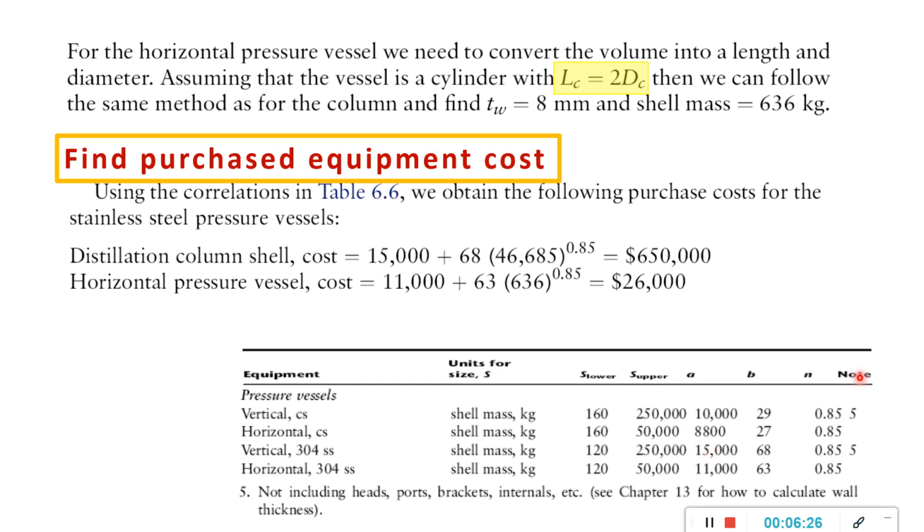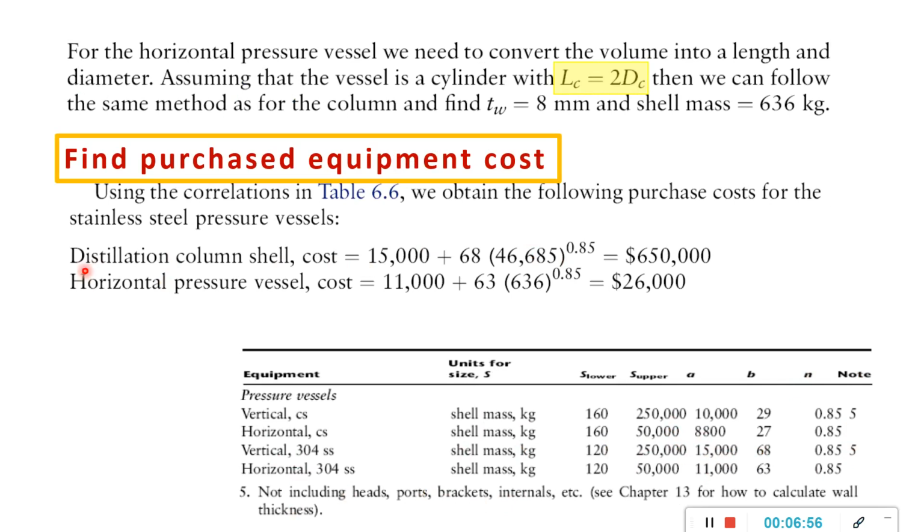What is number 5 here? Note, not including head, spots, bracket, internals. Okay, so this is only the cylindrical sections. So for the distillation column shell, the cost is A plus B times the mass to the power of n. You can see this equation in the previous videos.